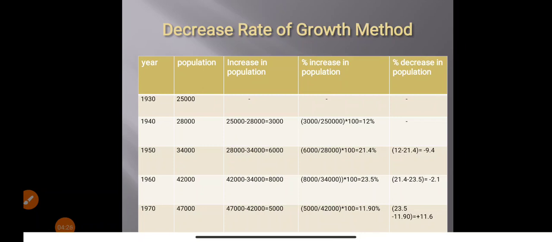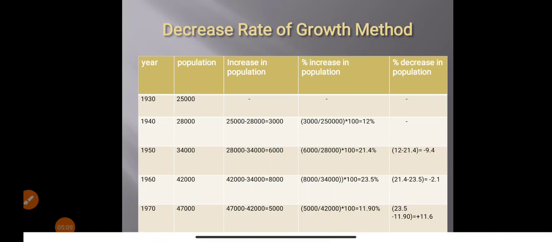For 1940, the population is 28,000. So here we have to do a subtraction: 28,000 minus 25,000. What will be the answer? So it is 3,000. Sorry, it was interchanged. So 28,000 minus 25,000 gives the value of 3,000. That is the increase in population from 1930 to 1940.